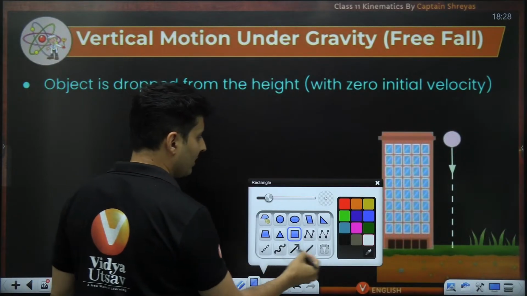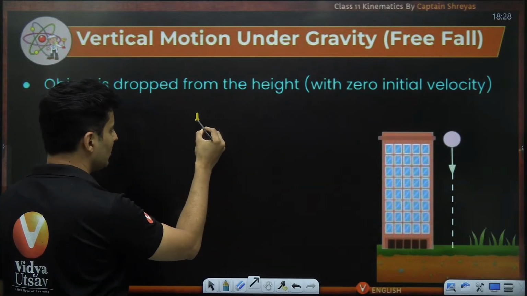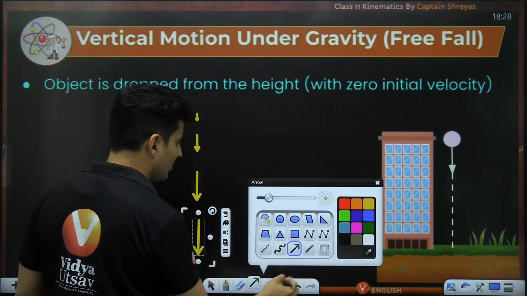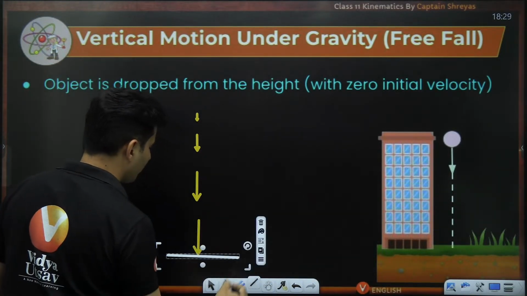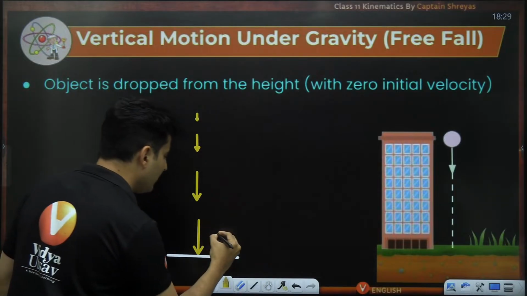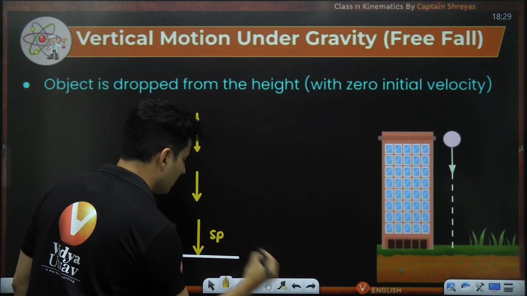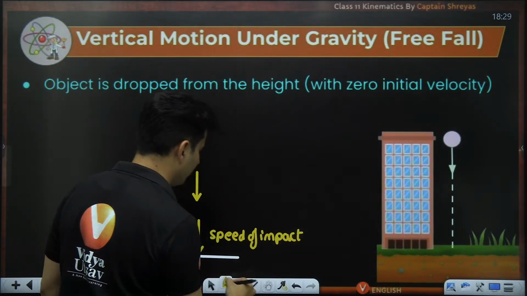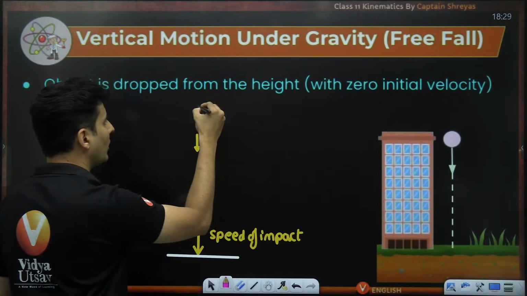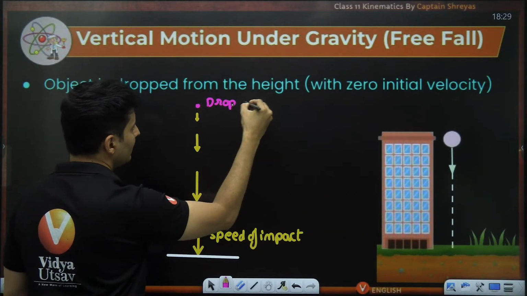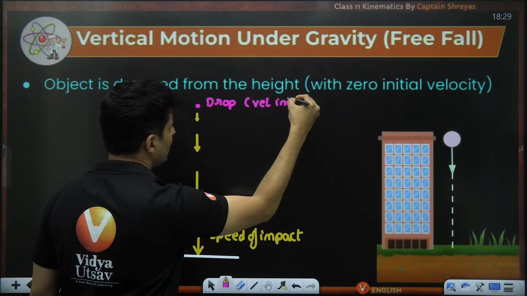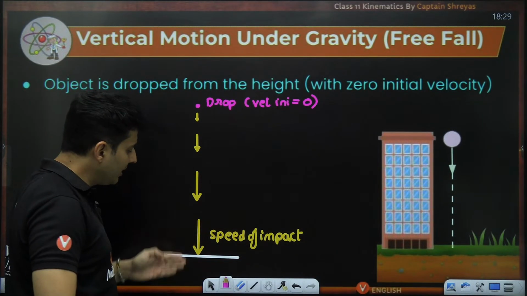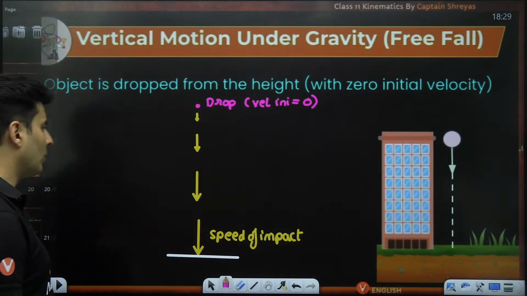So, see guys, what will happen is you drop it. Dropping means you throw it with 0 speed. Slowly the speed increases, and with some nice big speed, it will hit the ground. This is the speed of impact with the ground or the floor. Whenever you drop something, the initial velocity is 0, and slowly the speed increases before it ultimately touches the ground.